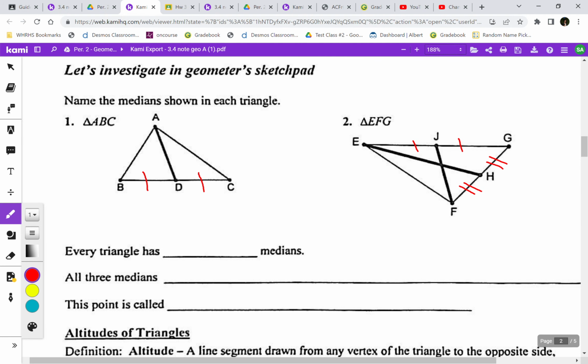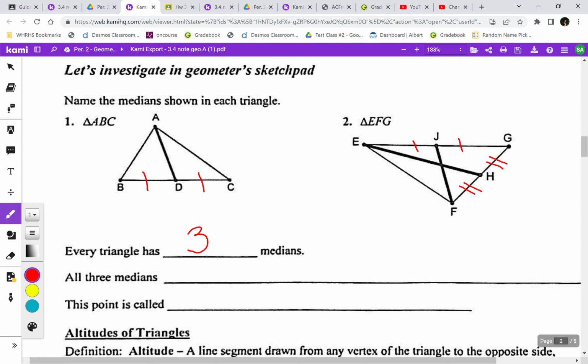Before we start naming medians, since a median has to start at a vertex, how many medians does a triangle have? Good, 3. Every triangle has to have 3 medians. Does that mean all the medians are drawn in? No. Doesn't mean the medians are present in every problem, but they're there. Wait, does that mean we can technically make our own? We do not make our own medians, no.